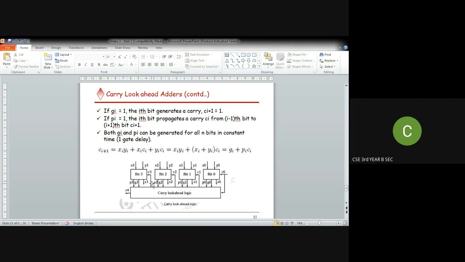So whether we are using a 4-bit, 16-bit or 32-bit addition, whatever it may be, the number of bits does not matter. It will calculate the carry Ci plus 1 value in only 1 gate delay. So this is the main advantage of using carry look ahead adders.